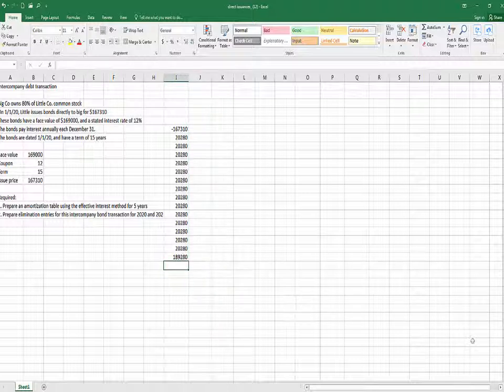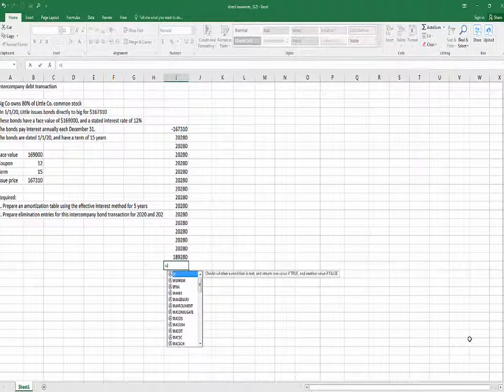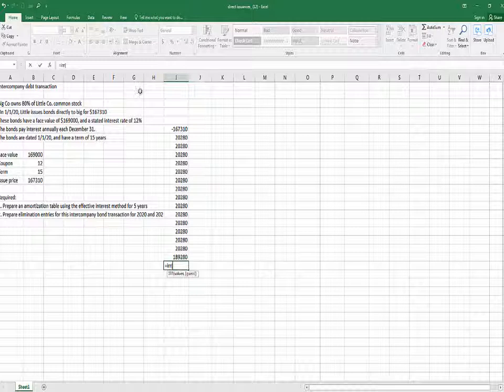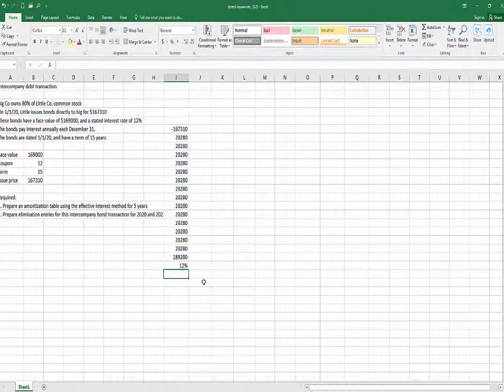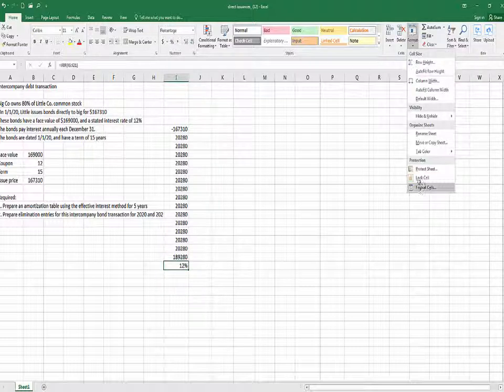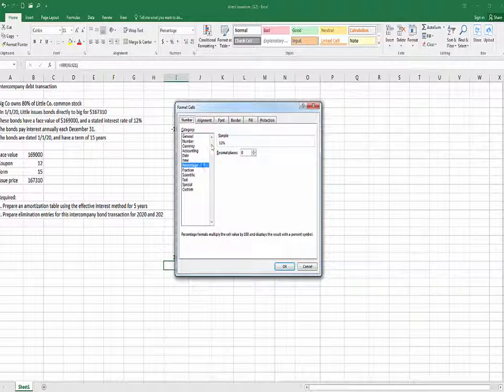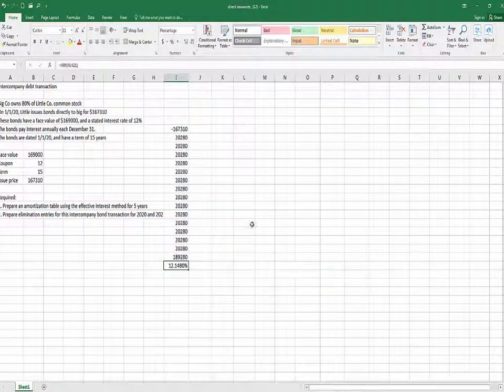And again, we use our internal rate of return function, and we get an internal rate of return of 12%. And again, as I mentioned elsewhere, that's rounded. So let's go ahead and put some more decimal places there. Okay, so 12.148%.